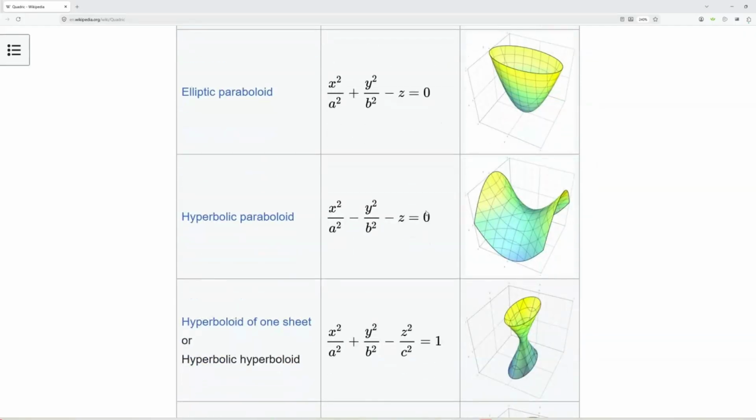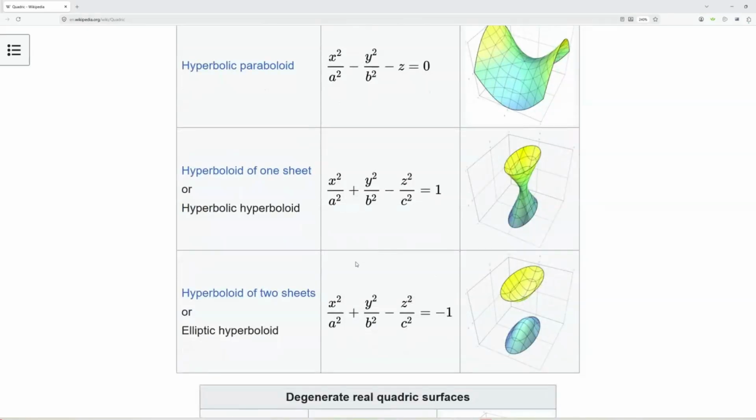Now with a paraboloid, there are two types. In both cases, in two of the possible traces, we will have a parabola. But in the case of an elliptic paraboloid, one of the traces is an ellipse. And in the case of a hyperbolic paraboloid, one of the traces is a hyperbola.